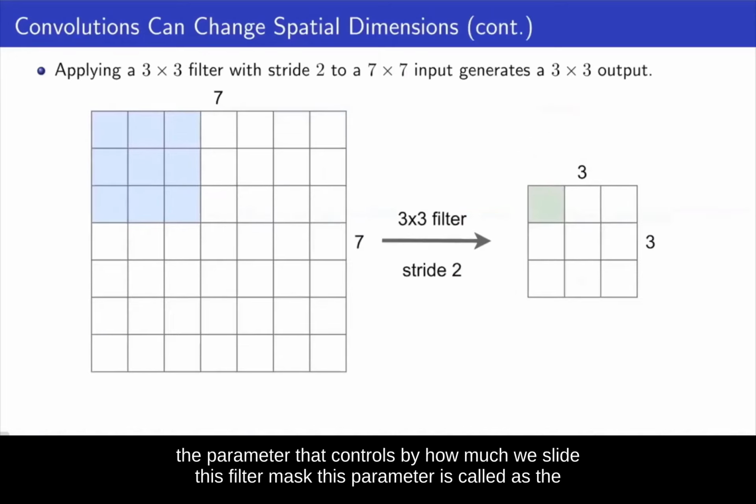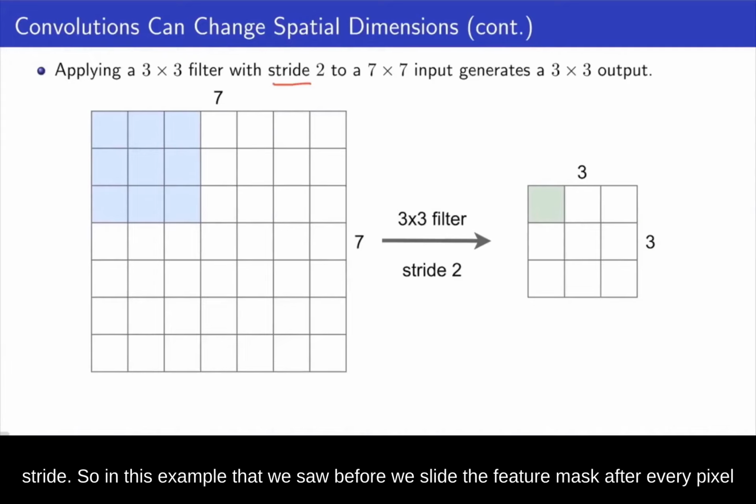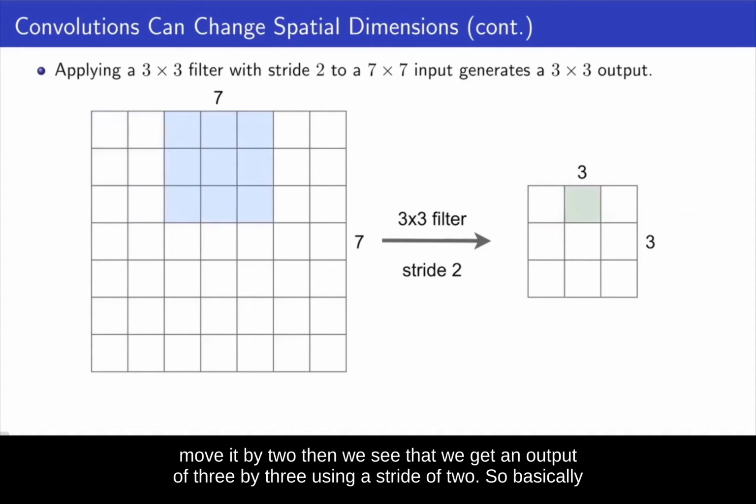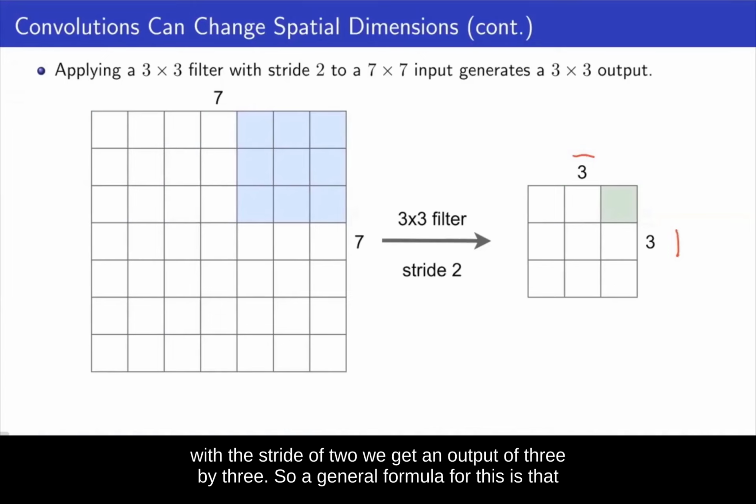Now, if we change the parameter that controls by how much we slide this filter mask, this parameter is called the stride. In the example that we saw before, we slide the filter mask after every pixel. Now if we slide it by 2 pixels, that is with a stride of 2, and we do the same thing again, we move it by 2, then we see that we get an output of 3 by 3. So with a stride of 2, we get an output of 3 by 3.